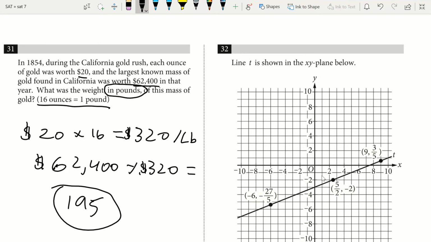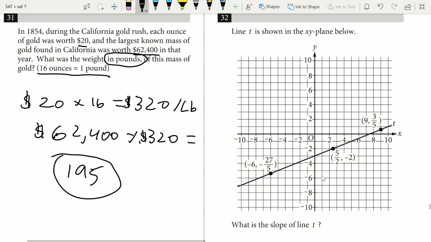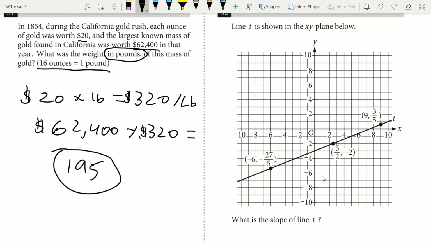All right, question 32, line T is shown in the XY plane below. What is the slope of line T? All right, well, I see if I go from 5/2 to 9, I'm just going to use rise over run here. I see I run 9 minus 5/2, so 9 minus 2.5, which is 6.5. And I see that I rise, I go up from -2 to 3/5. Well, -2 to 0 is 2, and then 2 plus 3/5, 3/5 is 0.6, so that's going to give me 2.6.